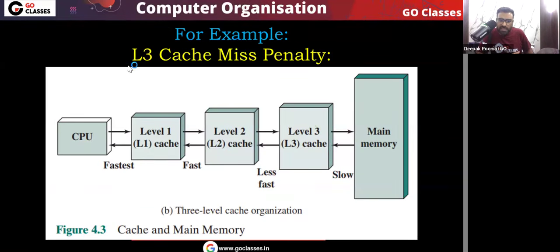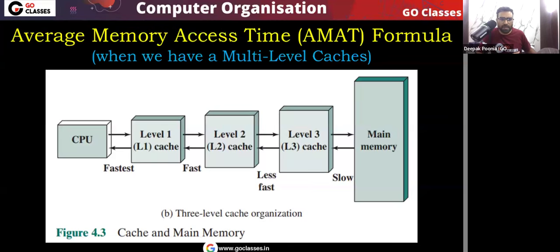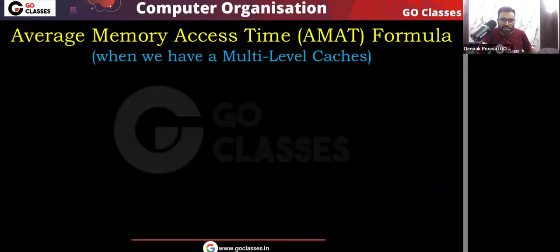So the L3 cache miss penalty, the cost, the penalty that we have to pay when there is a miss in the L3 cache, is main memory access time. We have to access the main memory. Very simple. Now let's come back to the average memory access time formula for multi-level caches. The concept we have already seen. Now that concept we need to convert into a formula. So let's see the average memory access time formula.